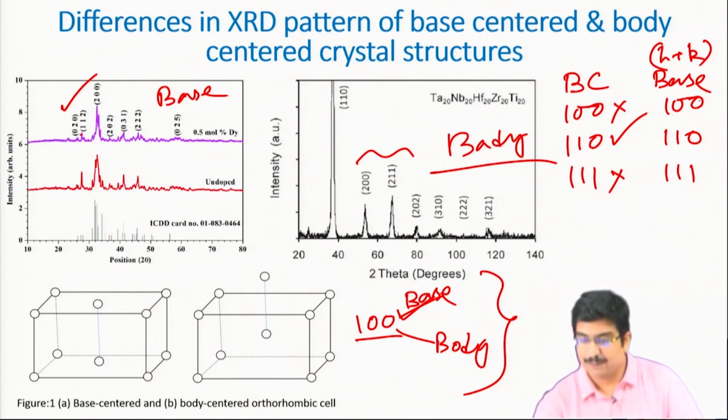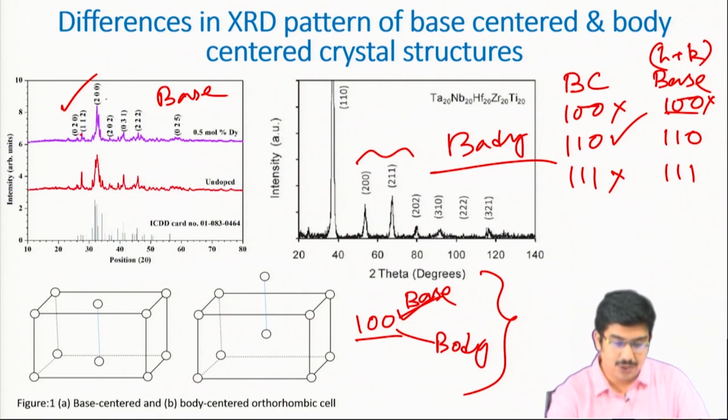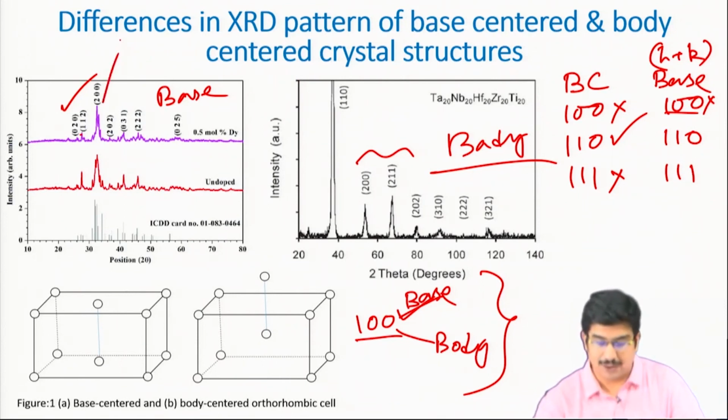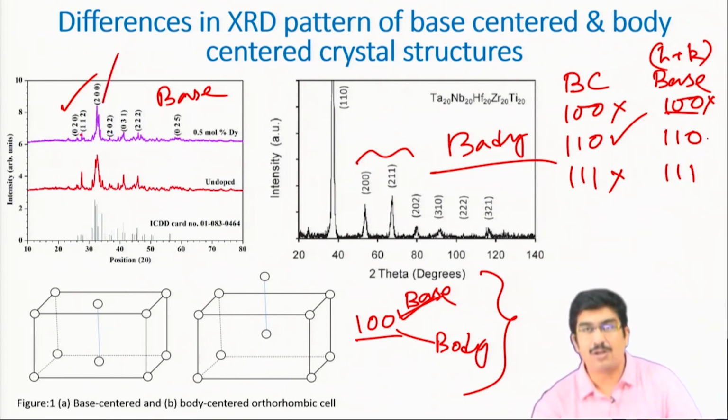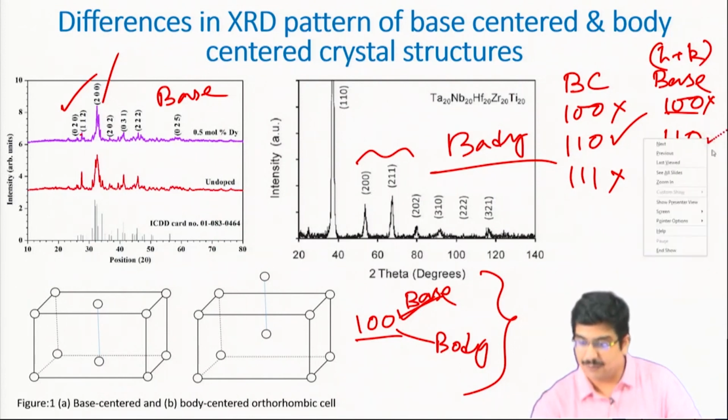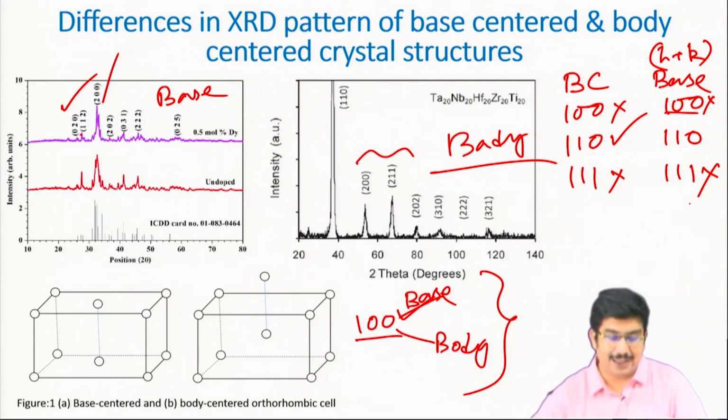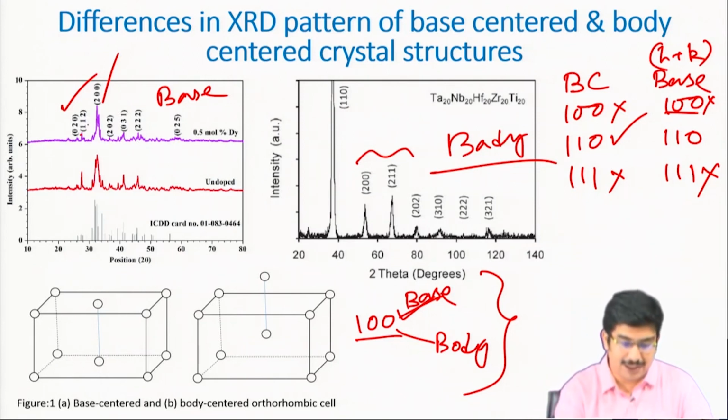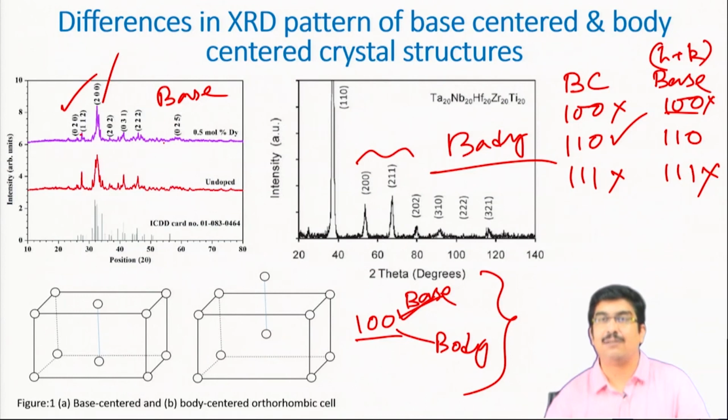This. Sorry, we will not get this one because here H plus K, we will get the second order one, we will not get this one. So 200 we will get, but not 100 of course. 110 again we will get, definitely here, but 111 we will not get in case of base centered. What you are seeing here is that we are not getting anything from 111, we are getting the second order one, but we are definitely not getting the 111 peak for this one.